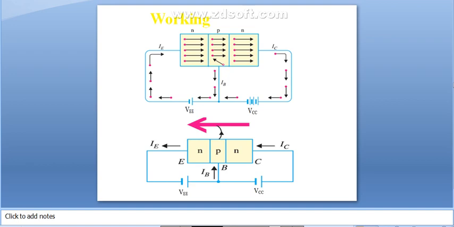Here we see the working of an NPN transistor. The majority carriers are electrons and the minority carriers are holes. So it is a negative terminal, and from this the electrons are moving in this direction. The current is flowing in the opposite direction, because the electron direction is opposite to the current direction.